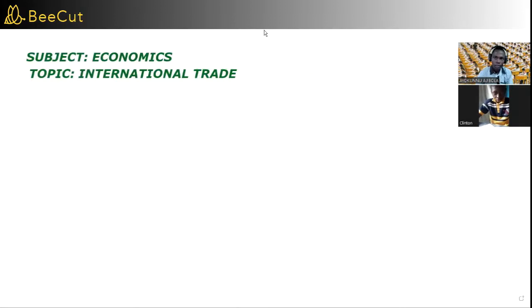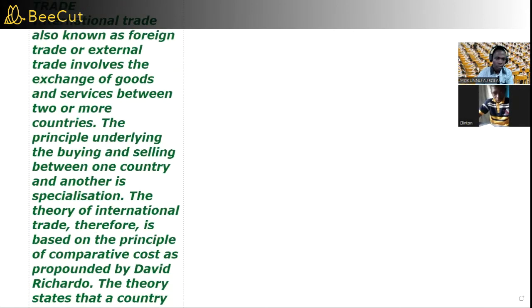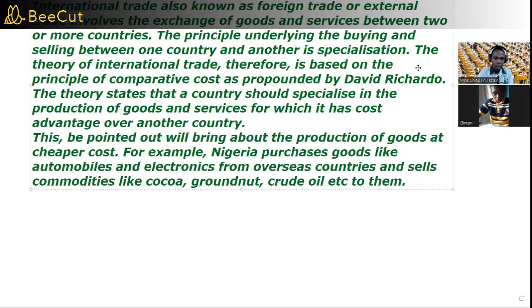Let me clear the screen so that it can contain all of the notes. Okay. So international trade is also known as foreign trade, as it has been said. I want to bring it up now so you can see the full details. Yes, it's better. So I believe you can see it now.